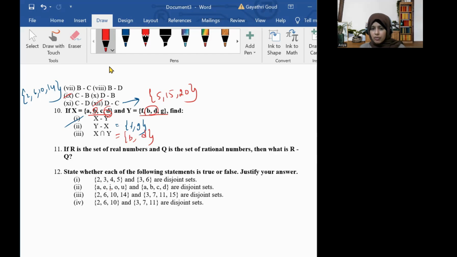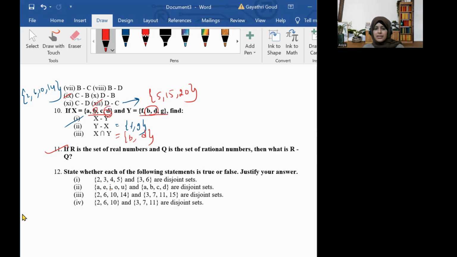If R is a set of real numbers and Q is a set of rational numbers, then what is R minus Q? Now, I have discussed this when we were talking about our universal set. So please go through that video or maybe a little before that and you have the answer to this question there. I want you all to give it a try. If you're not able to do it, please leave it in the comment box. We will discuss it. Now, 12th one.